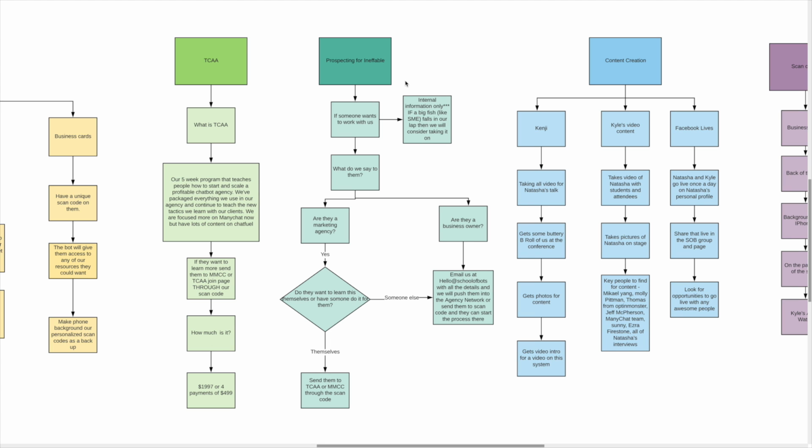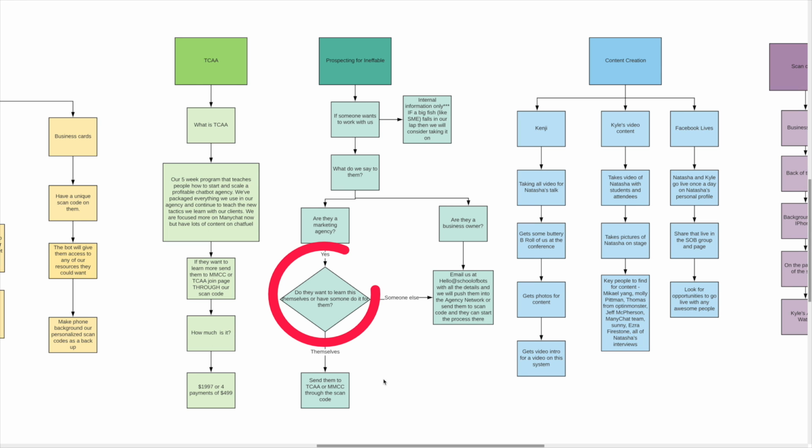So what do we actually say to them? Are they a marketing agency or are they a business owner? If they're a marketing agency, do they want to learn for themselves or do they want to have someone else do it for them? Well, if they want to learn this for themselves and they are a marketing agency, then we're going to send them over to the Chatbot Agency Accelerator or the Messenger Marketing Crash Course, dependent on their skill level. And we're going to do that through a scan code.